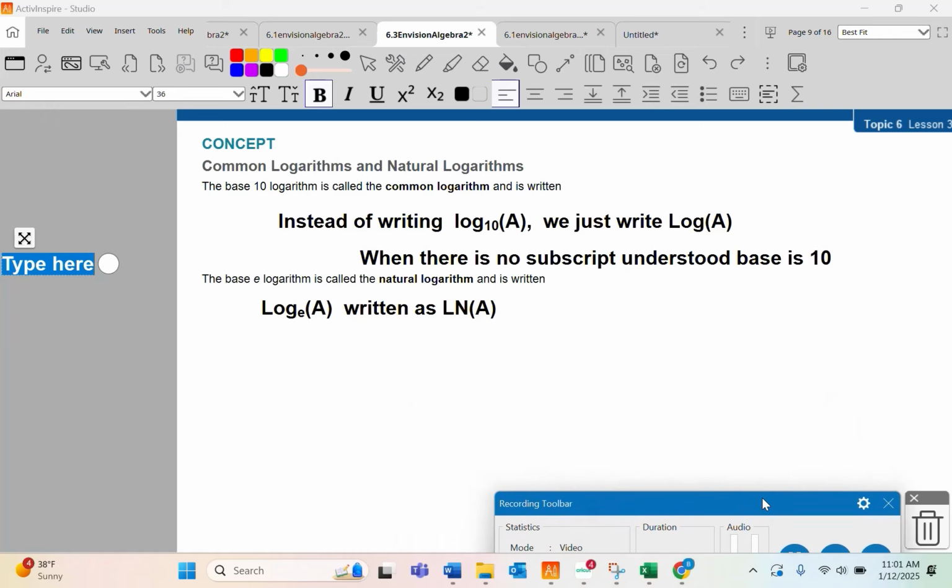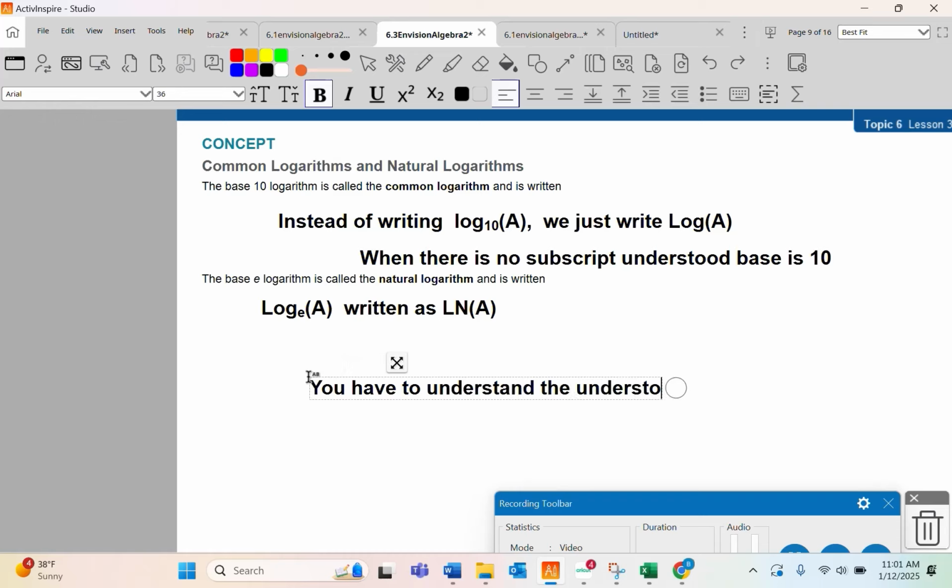Anyways, I say this often in class, and I 100% mean it. You have to understand the understood. Both of these are what we call understood bases, and you also have to take notes. So if anybody wants to tell Carson to go on YouTube and take notes, you probably should.